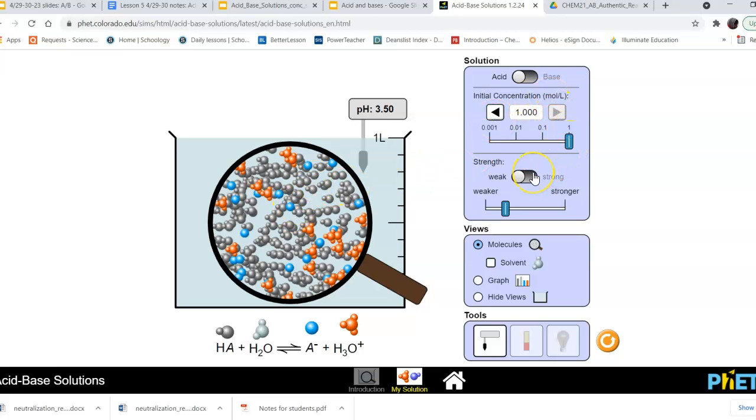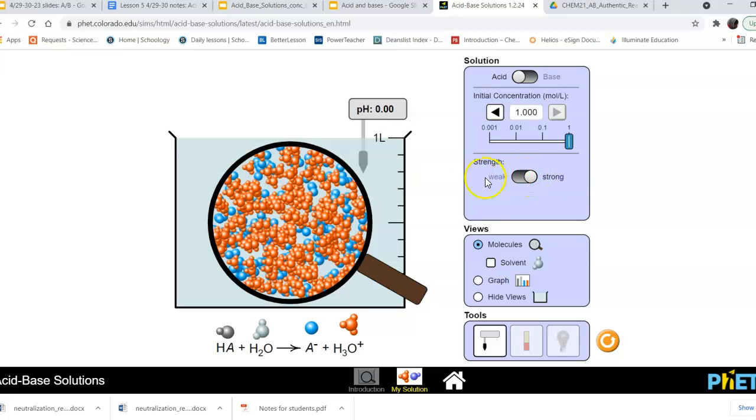Keeping the concentration absolutely the same, let's just switch from weak to strong. The pH all of a sudden drops significantly. This is pretty strong. Notice that there is no HA here.